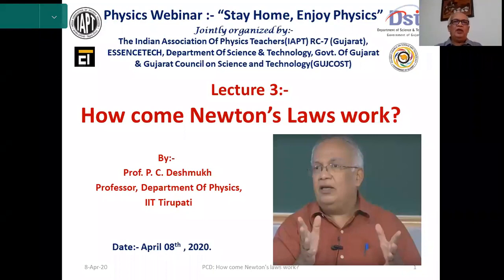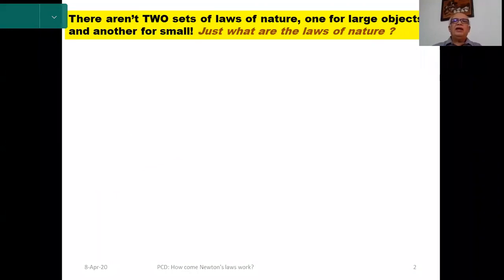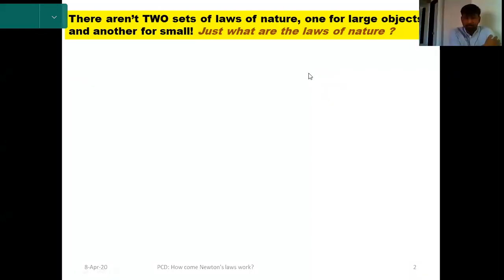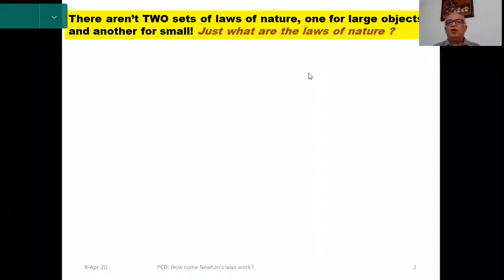And I will begin with this question here. Are you able to see this at the top? Yes. Correct. The first point I would like to make is that there are not two sets of laws of nature, one for large objects and one for tiny objects. Because very often we say that classical physics is used for macroscopic, larger size objects, and quantum mechanics for tiny and small objects. Now, there certainly are not two sets of laws. There is only one set of law, and that is what we are looking for. So we want to know what just is the law of nature.